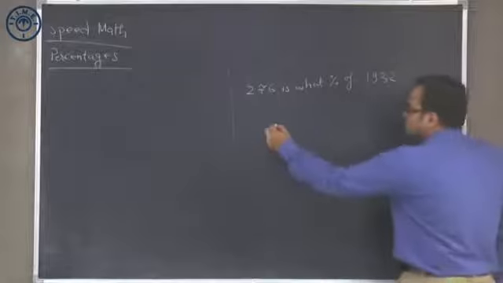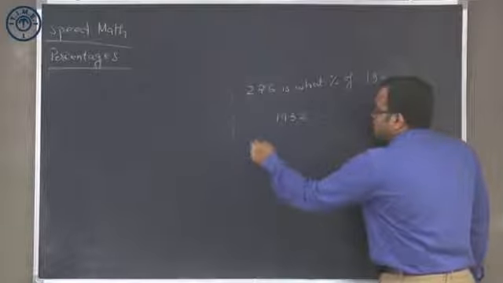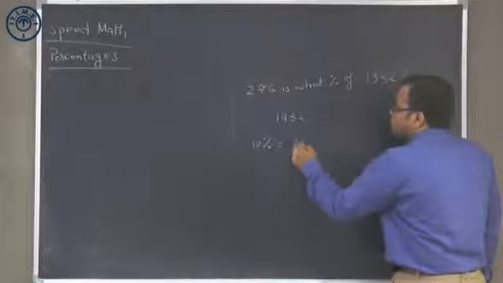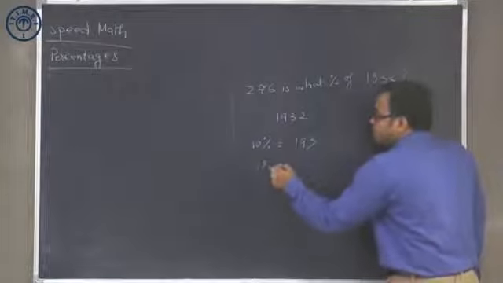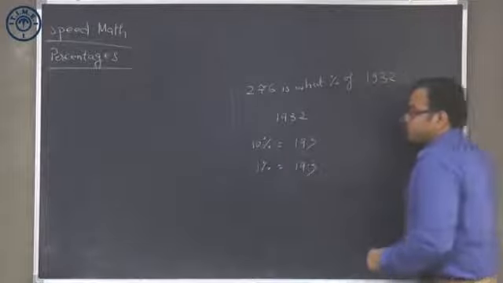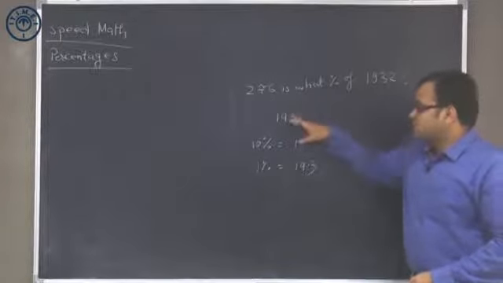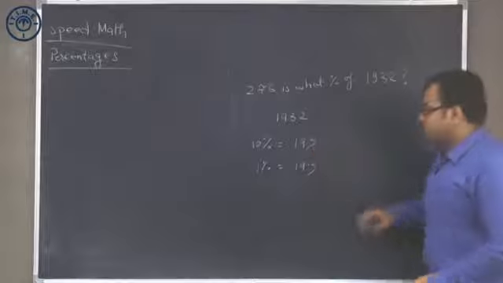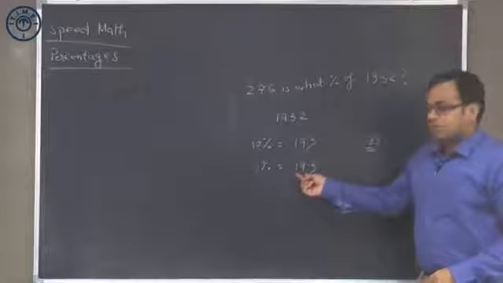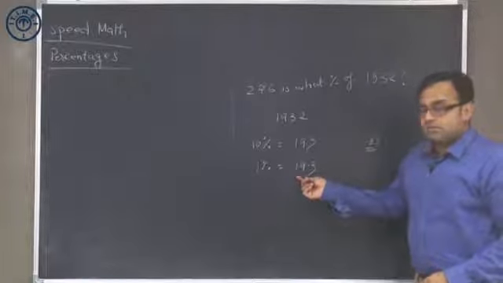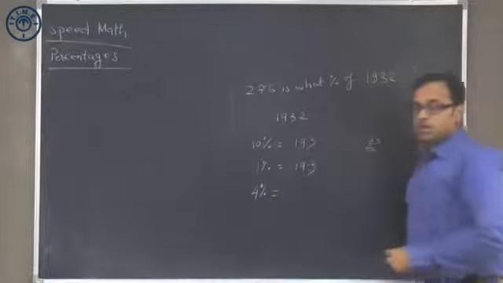If the number is 1932, 10% of this number will be equal to 193. Also 1% will be equal to 19.3. From 193 to 276, what's the difference? 76 plus 7, 83 is the difference. If 83 is the difference, 83 divided by 19.3 will be approximately 4 times. So if I take 4% here, 4% will be equal to 19.3 multiplied by 4.